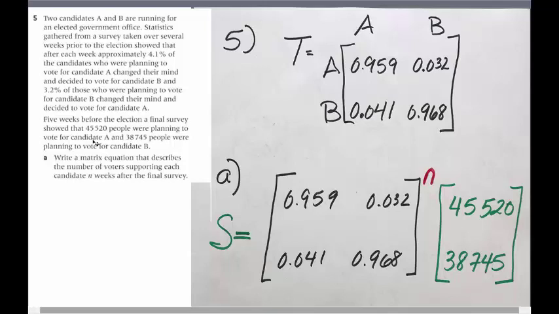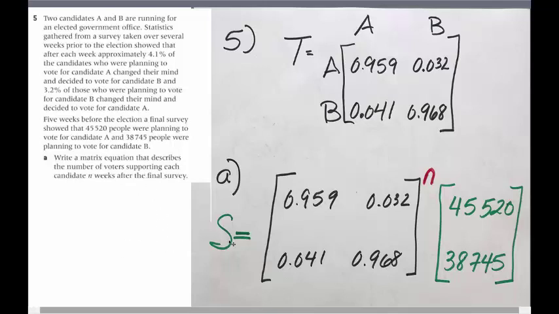5 weeks before the election, they take a survey and find out 45,000 people were planning to vote for candidate A, and almost 39,000 people were planning to vote for candidate B. And part A, write a matrix equation that describes the number of voters.